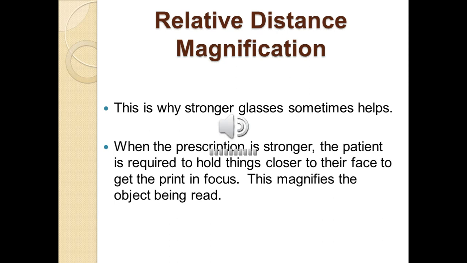Okay, and this is the first thing I always try with patients. I try to see, okay, you want to read, well, let's try some stronger reading glasses. Sometimes all I have to do is go from the normal 16 inches that people have, which is a 2.5 reading prescription, and I just put them up to about 10 to 12 inches, and suddenly now they can read the paper. Just those 4 to 6 inches of bringing it closer can make a huge difference in how well someone can see. And so relative distance magnification is something that we use.